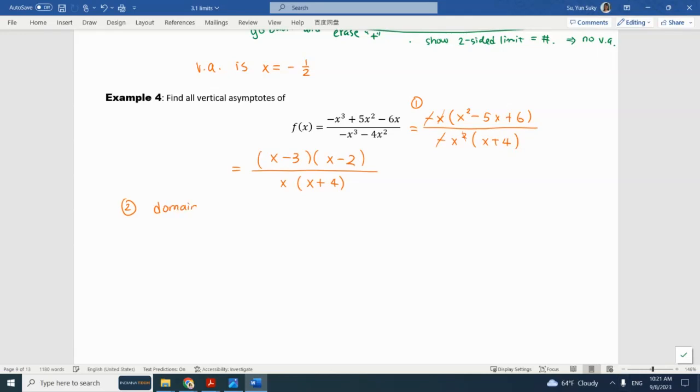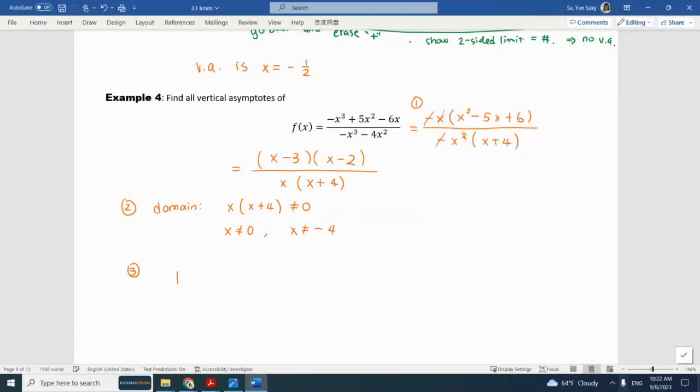Second step, for the domain we set the denominator not equal to 0. And be careful. Do you see here, even though we cancel out the x, we still have x in the denominator. So when we look at the domain, we still need to consider x cannot be 0. Okay, everybody? Alright, so x cannot be 0 and x cannot be... Yeah, -4. Okay.